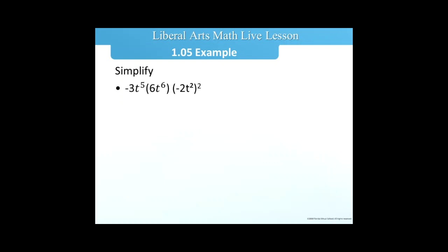The next example, we have a combination of both. We have 3 monomials being multiplied, but the last monomial has a power on the outside. So we need to take care of this one with the power on the outside first before we call ourselves multiplying. So we're going to bring down the first two, negative 3t to the 5th, 6t to the 6th. Distribute that power 2 to everything in that parentheses, negative 2 to the power 2, t to the second to the power 2. Negative 2 to the power 2 is 4. T to the second to the power 2, we multiply, we get t to the 4th.